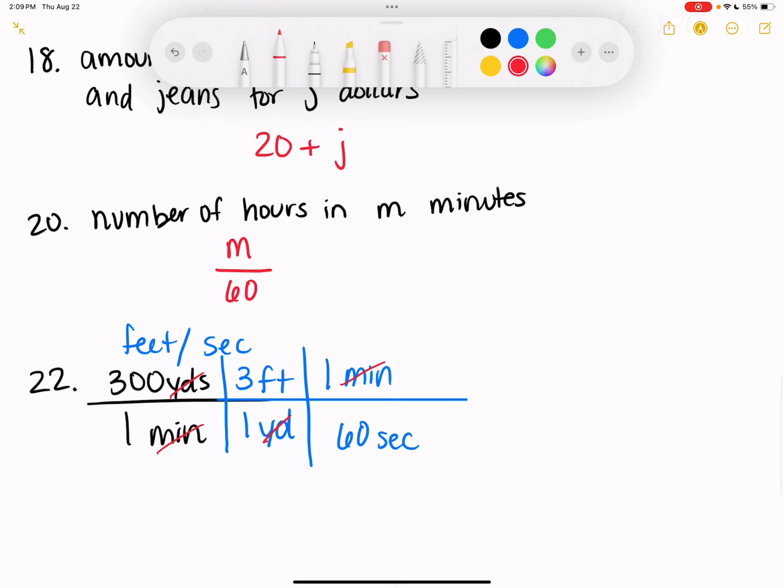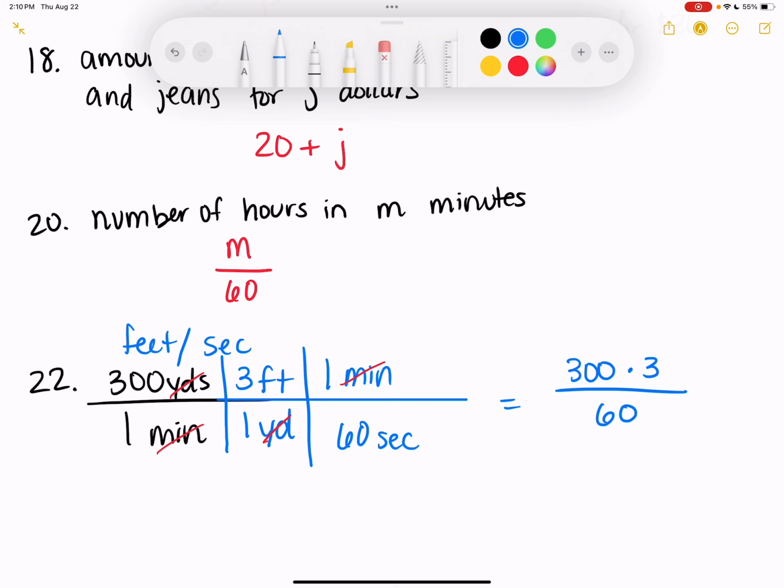And so when it's all said and done, what you do is you multiply the numbers on the top and you divide by the numbers on the bottom. So what I'm left with is 300 times 3 divided by 60, and then feet per second. So how do I multiply that? Do y'all know the shortcut trick to do this?